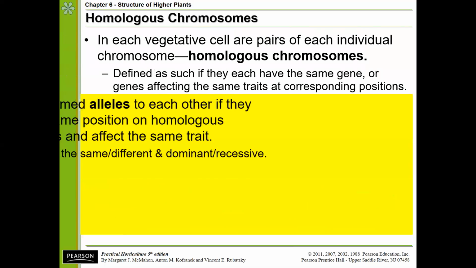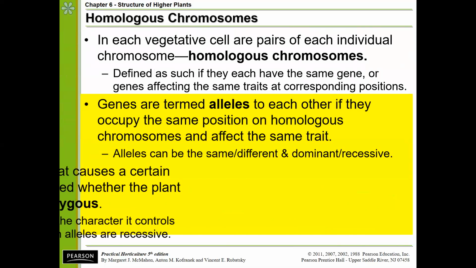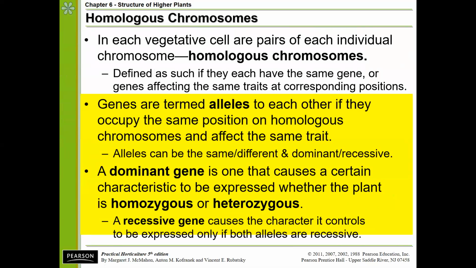appearances in plants. Genes are termed alleles to each other if they occupy the same position on homologous chromosomes and affect the same trait. So again, alleles can be the same or they can be different. The same is called homozygous, different is heterozygous. Or they can be dominant or recessive. Dominant would cause it to be expressed, whereas a recessive gene is only expressed if both alleles are recessive.